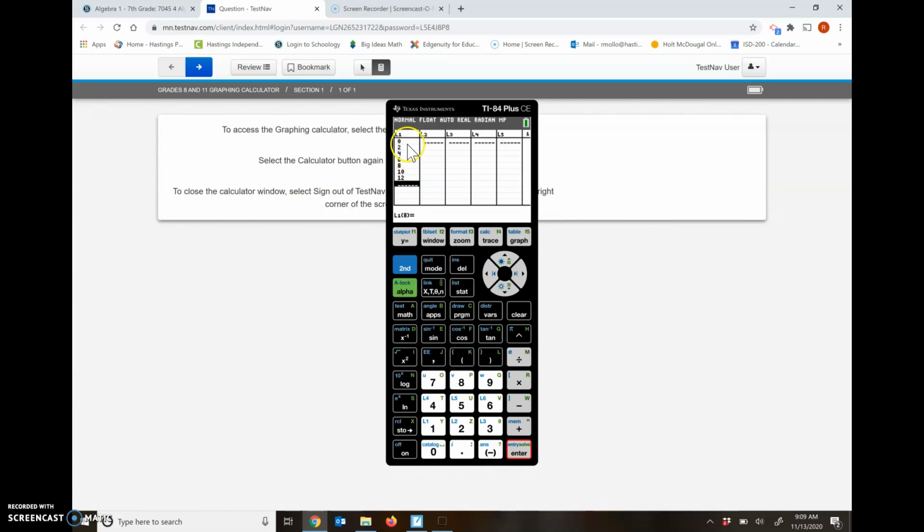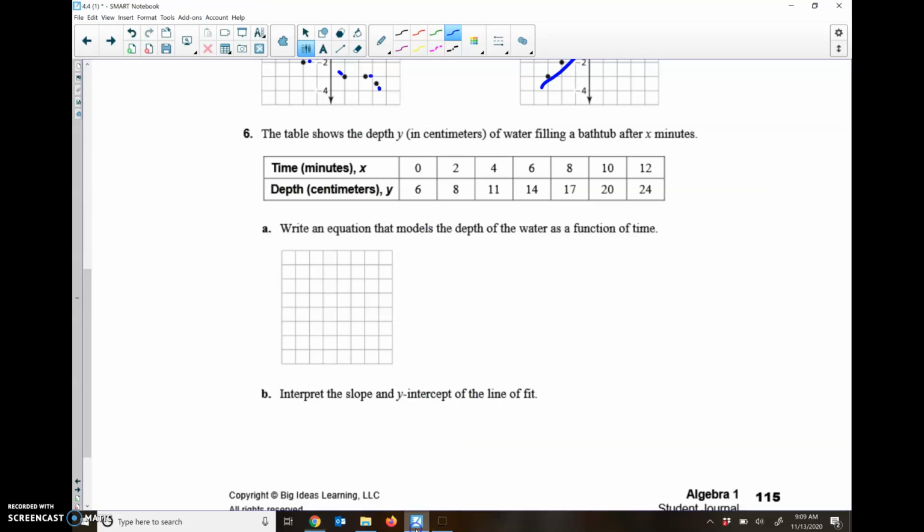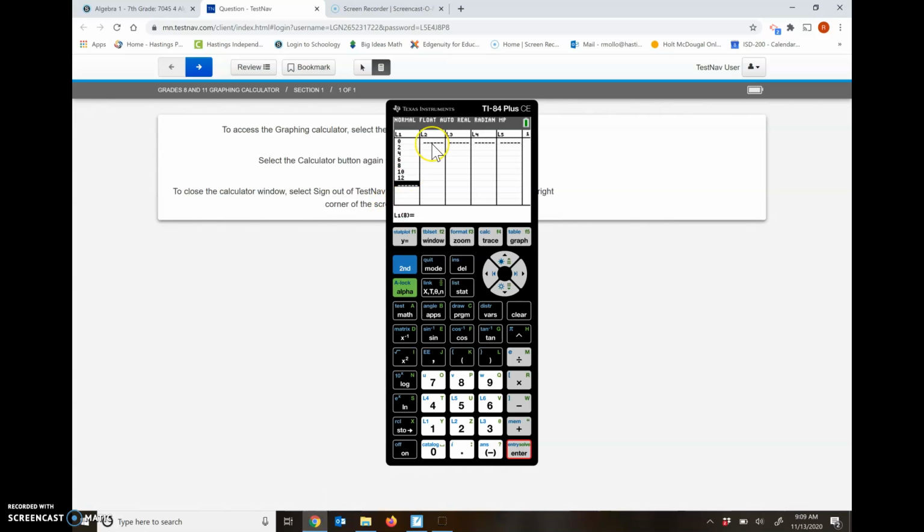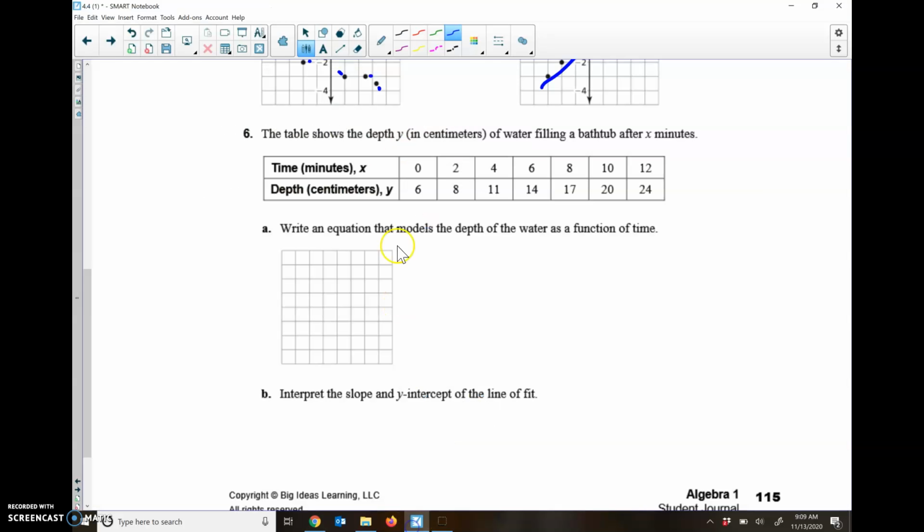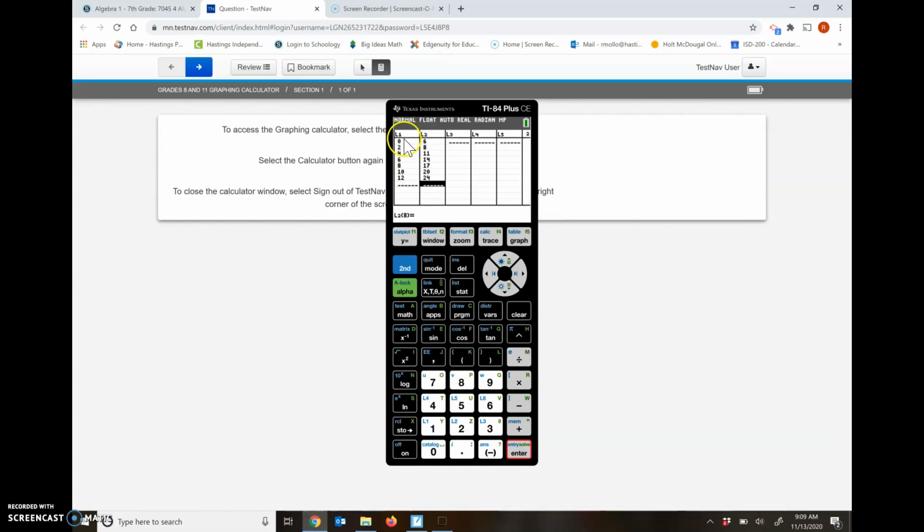There we go. Okay, so I put all the X's that were on this list right here. 0, 2, 4, 6, 8, 10, 12. Now I'm going to put the Y's in there in list 2. So I have 6, 8, 11, 14, 17, 20, and 24. Okay, notice how all of these are lined up. My first point is 0, 6, then 2, 8, then 4, 11, just like it is on here. It's very important that they're lined up, otherwise that messes with your data. So all my X's went in list 1, all my Y's went in list 2.